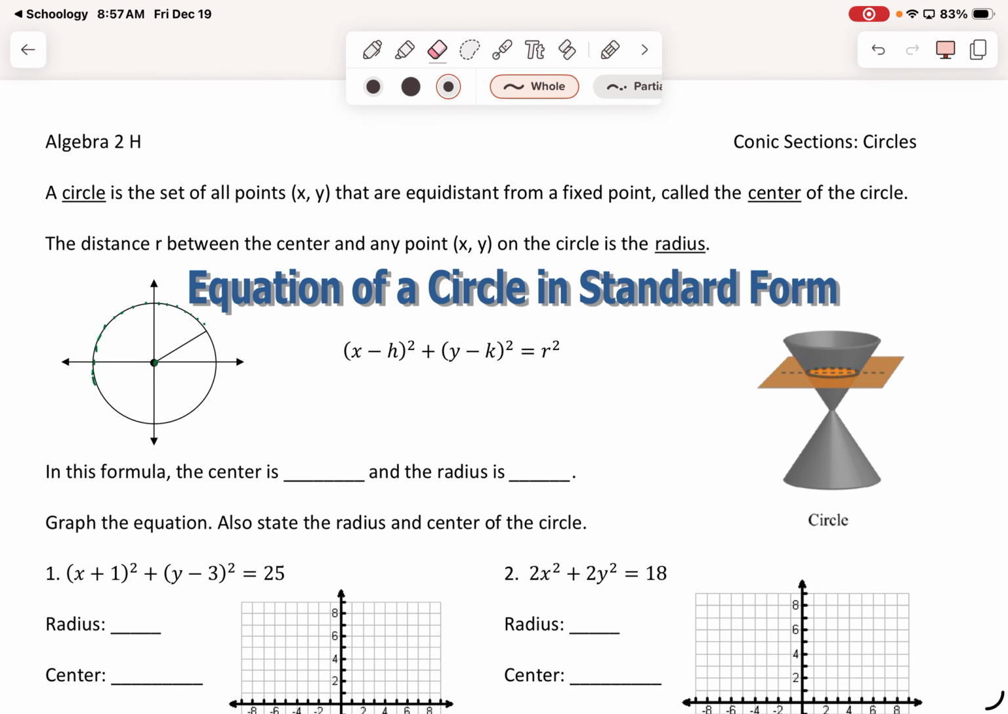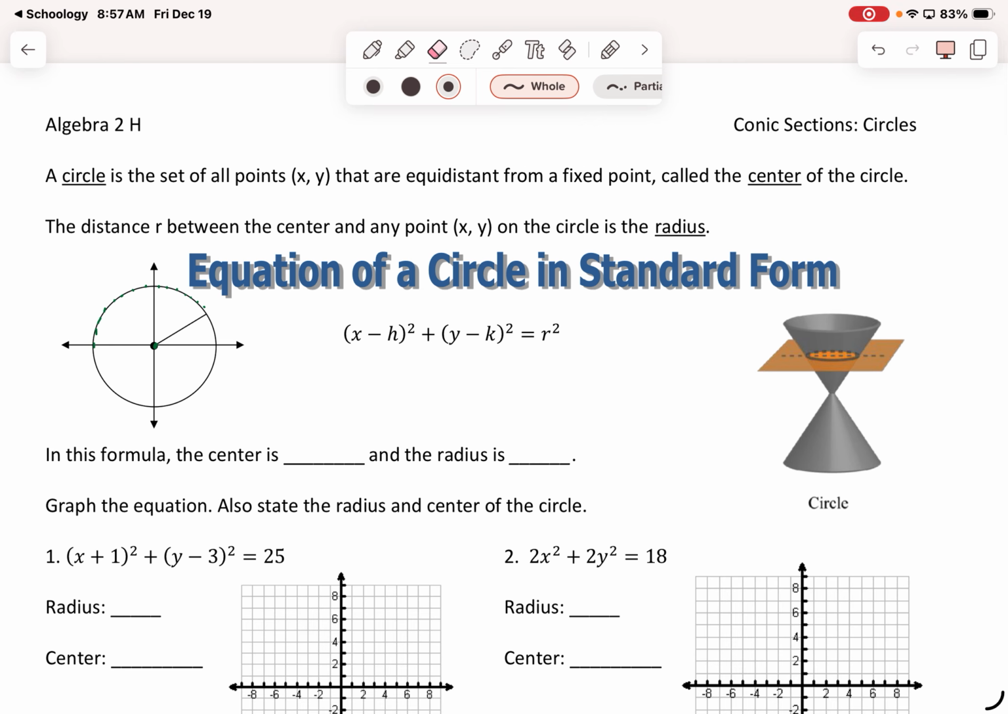That distance, r, between the center and a fixed point x, y is called the radius, right? So once again, this is our center right here. This is r, our radius. And then this is any point x comma y. So all of those points are different points, but we can look at them all as x comma y. All right, so what we get from this is we can write an equation of a circle.